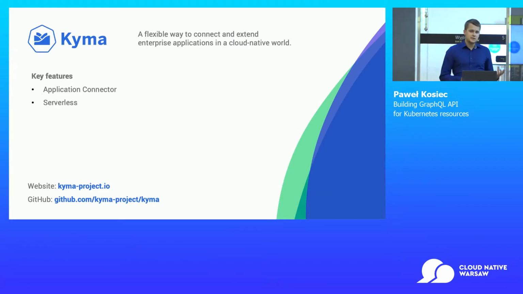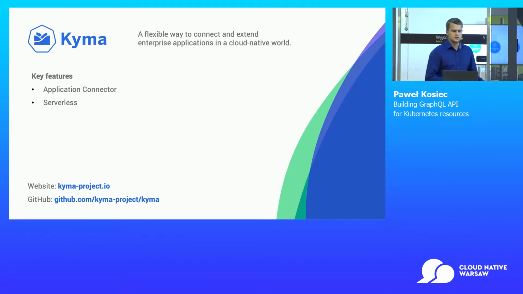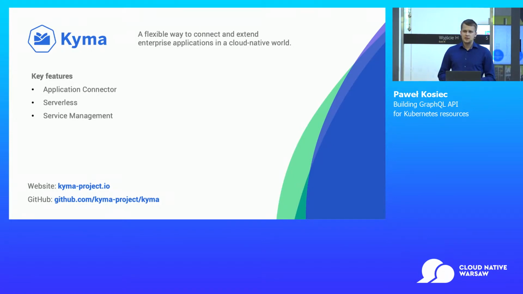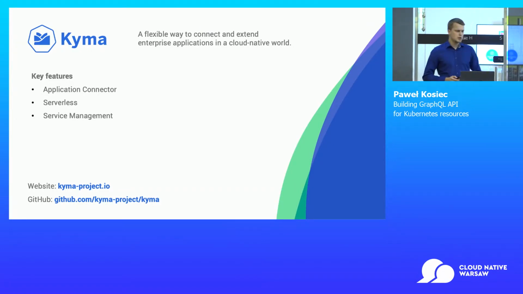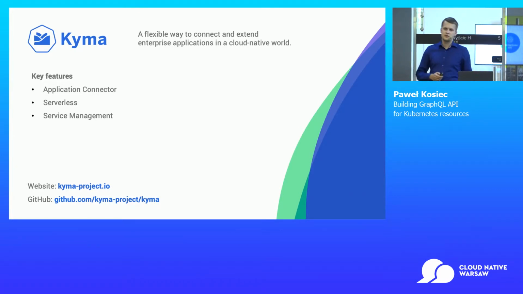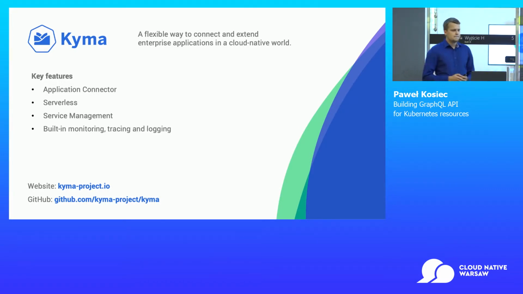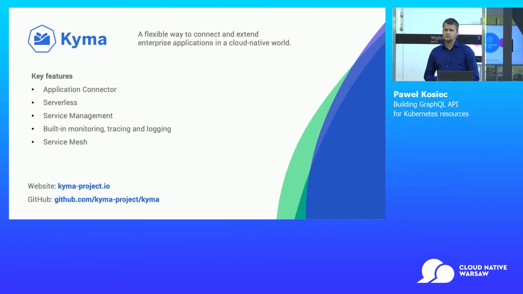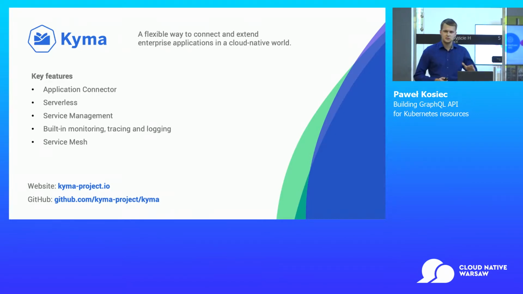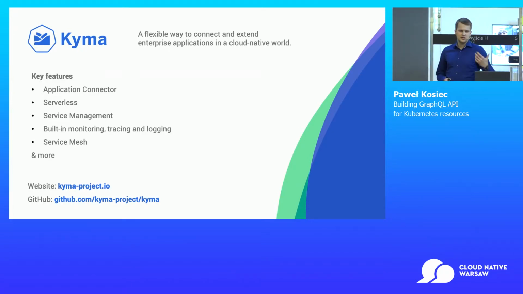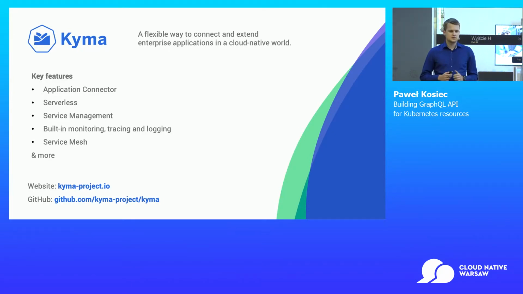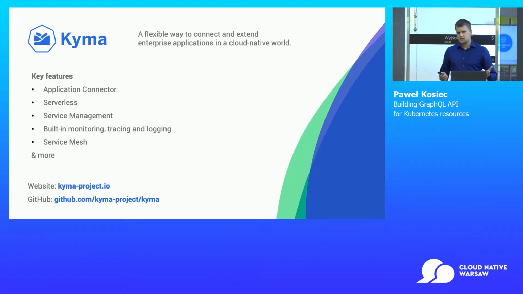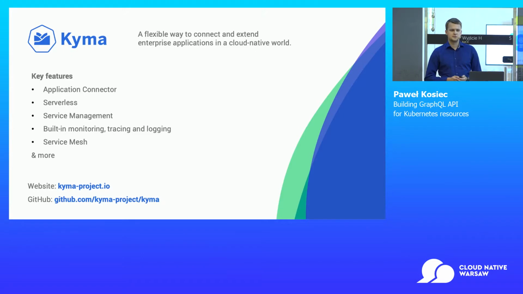Also, there is a serverless engine. We have Kubeless, or it can be based on Knative as well. We have service management, which is based on service catalog. You can consume services from cloud providers in a very easy way. And also, we have built-in monitoring, tracing, and logging. We also have Istio service mesh set up out of the box. So actually, it is more than that, but those are the selling points. Basically, this is Kubernetes with a set of extensions.